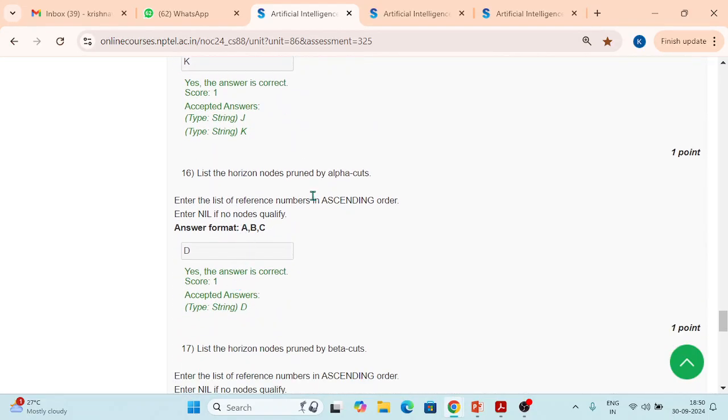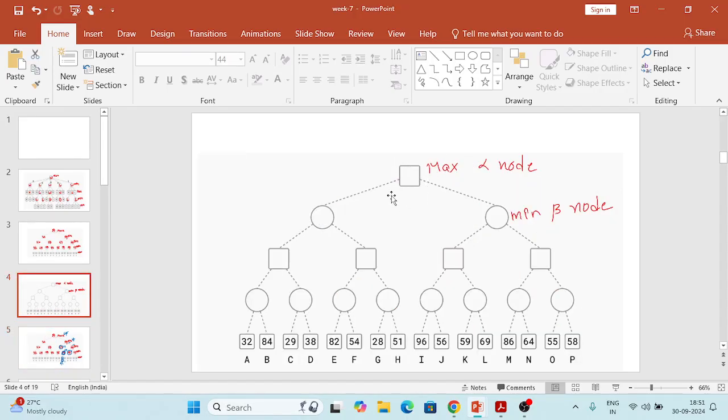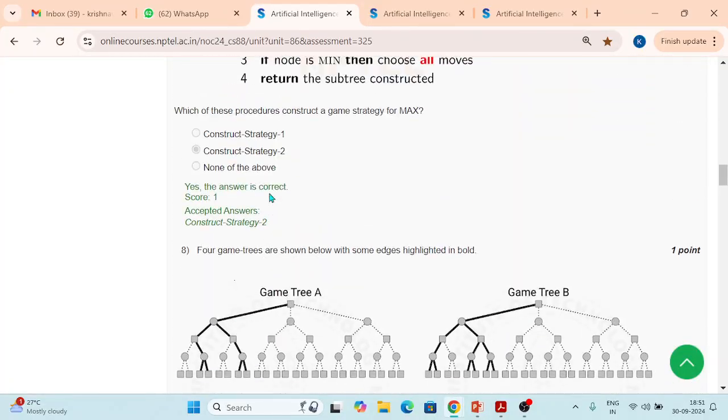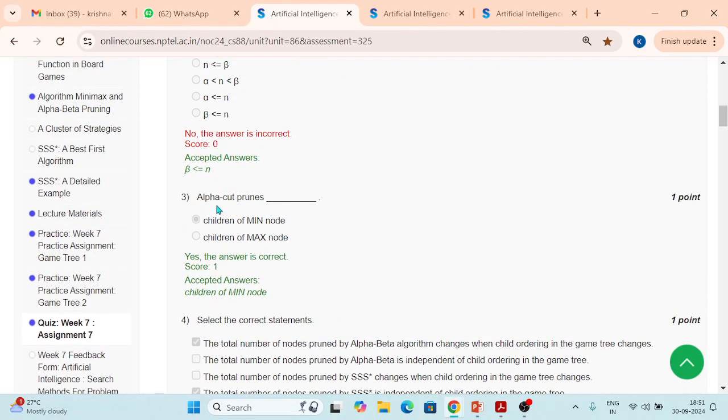Now list out the horizon nodes pruned by the alpha cuts. Now our main goal is what is meant by alpha cut and what is meant by beta cut. Now see, this is the maximum node, and all the alpha nodes are called the maximum nodes, all the minimum nodes are called the beta nodes. Whenever we see that one, in the theory question also we saw one question regarding the alpha cuts. So alpha cuts prune the children of minimum node, beta cuts prune the children of maximum node.